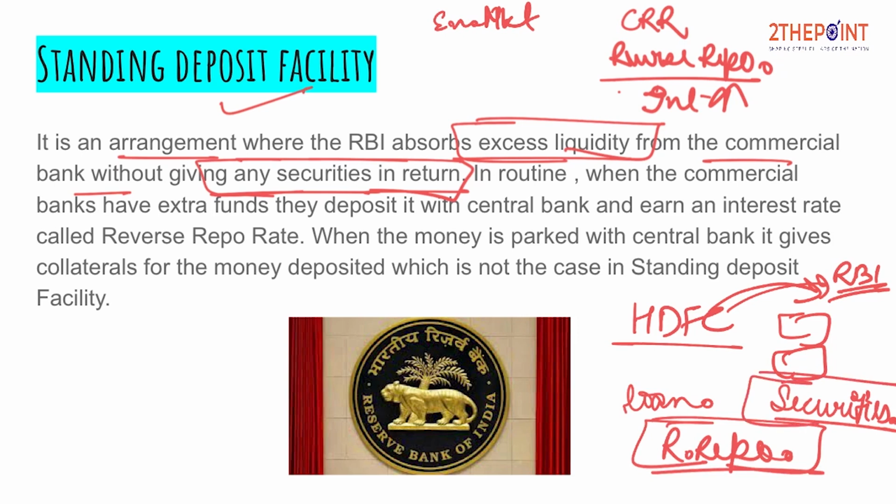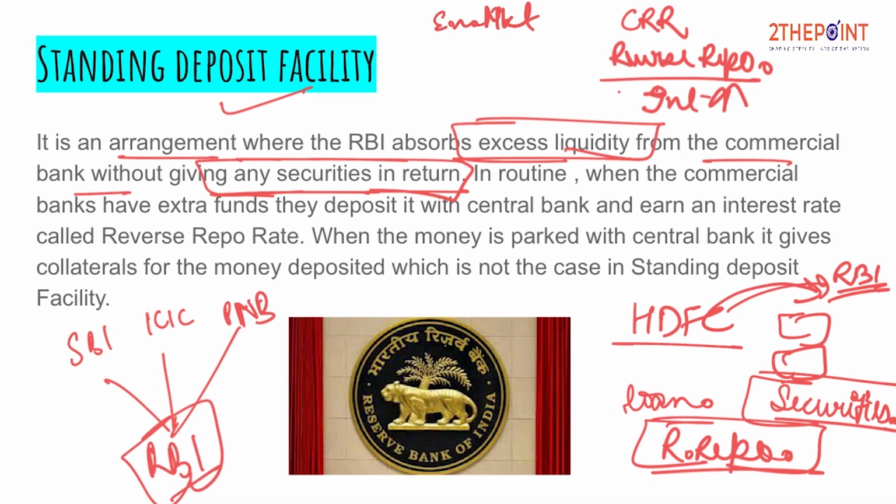Now there is a limit to securities held by RBI. So imagine a case where all the banks are rushing to RBI to deposit their money. Let's suppose SBI comes in, ICICI is there, PNB comes in, and all of them are depositing their money with RBI. Now the securities which were given as collateral by RBI stand exhausted. Now if RBI wants to absorb the liquidity, what will it do?